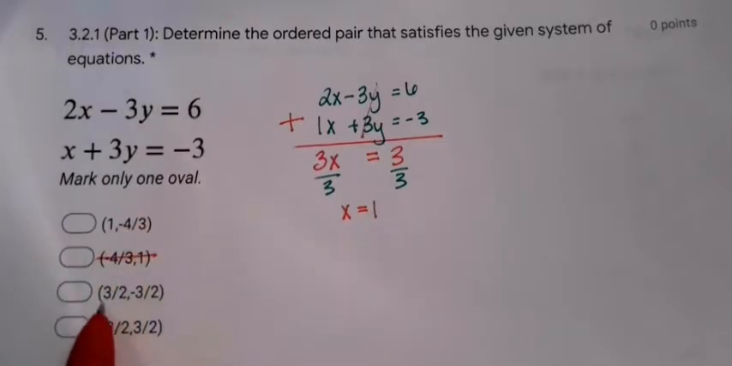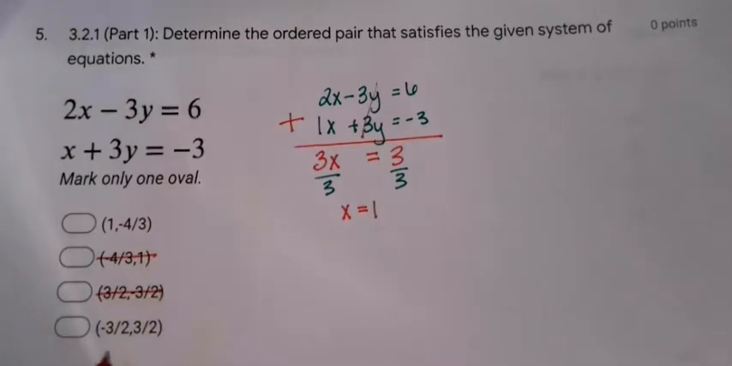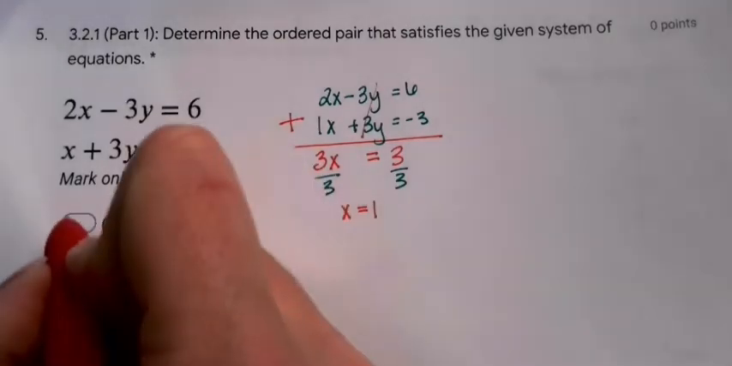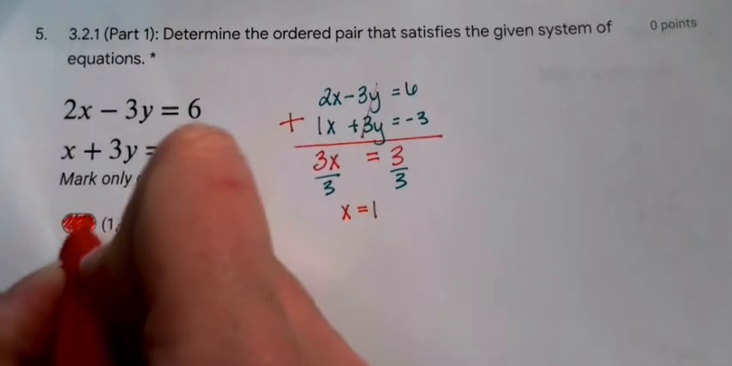My x value is 3/2. I can cross off that one because, again, I'm looking for an x value of 1. And then here, negative 3/2, well, that doesn't work either. So there's only one option left, which means I don't need to find the y value because there's only one that has an x value of 1. And so my answer is 1 comma negative 4/3.